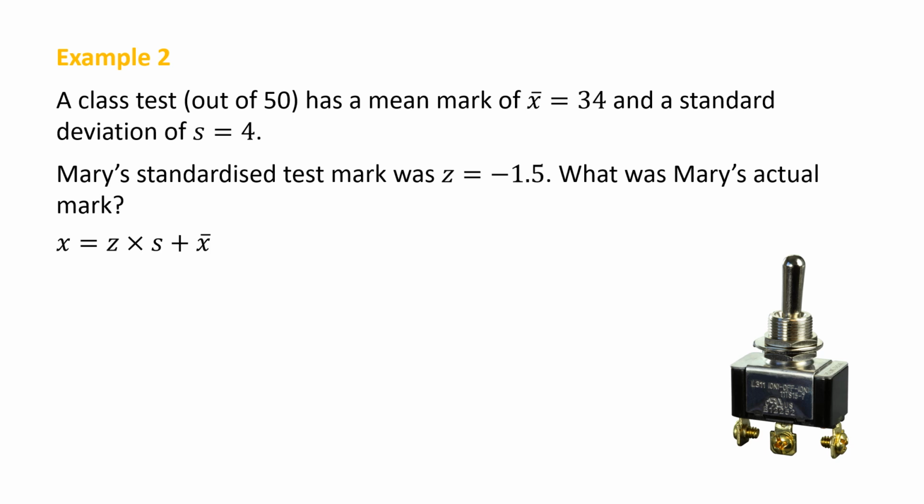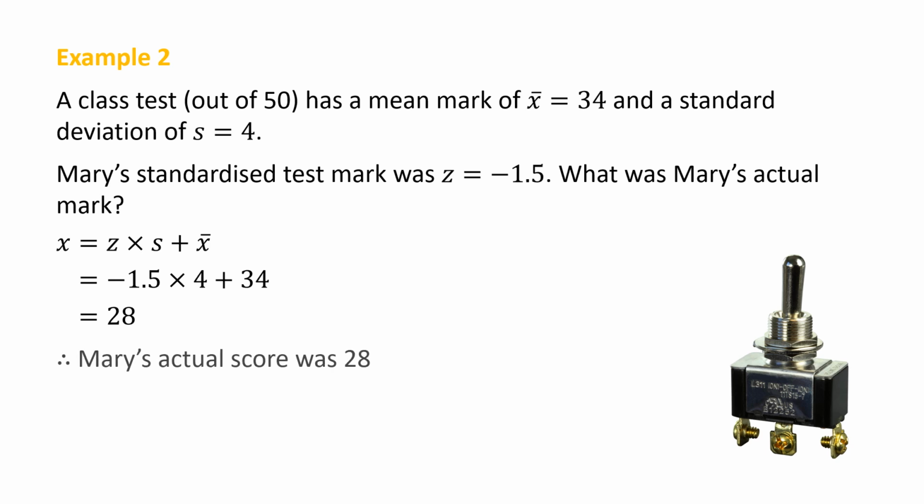So our z was negative 1.5, our standard deviation is 4, so we want to multiply those two together, and then we're going to add 34 at the end. The calculator tells me that that's going to be 28. So that means that Mary's actual score was 28.